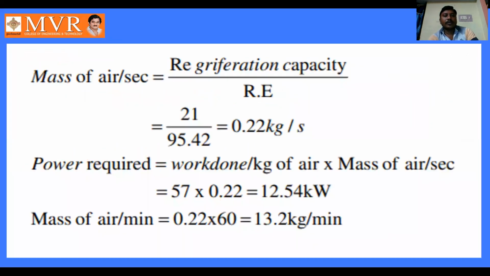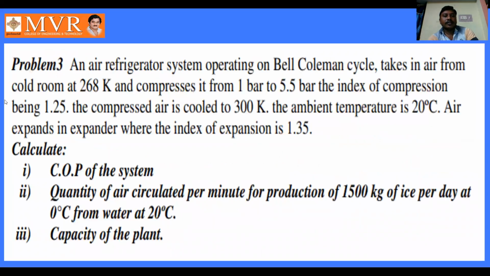And coming to the next problem: an air refrigeration system operating on the Bell-Coleman cycle takes in air from a cold room at 268 Kelvin and compresses it from 1 bar to 5.5 bar. The index of compression being 1.25. The compressed air is cooled to 300 Kelvin. The ambient temperature is 20 degrees Celsius. Air expands in the expander where the index of expansion is 1.3.